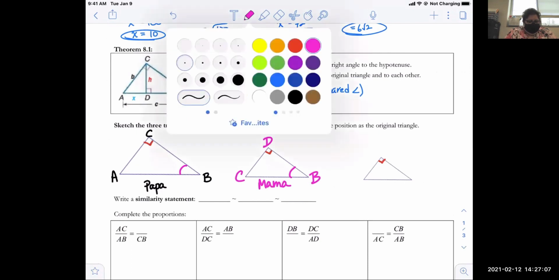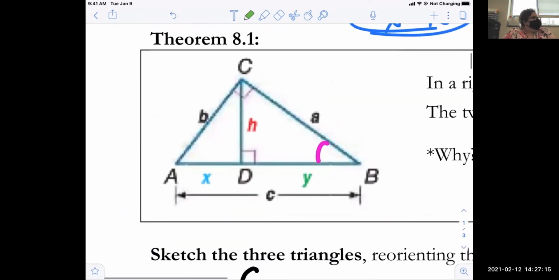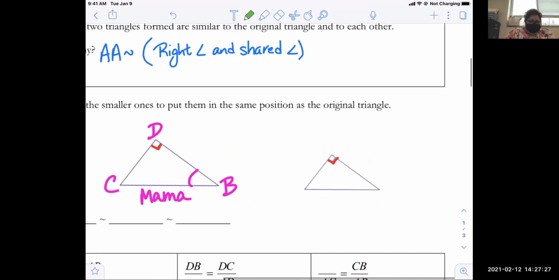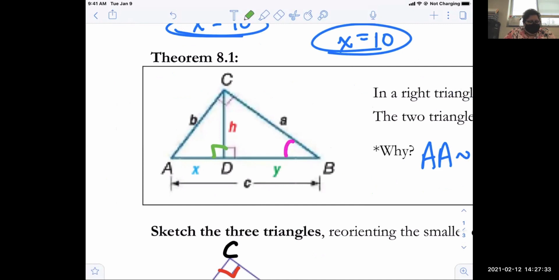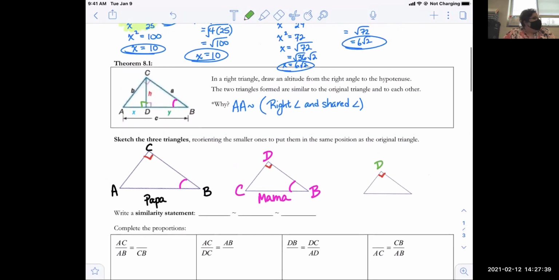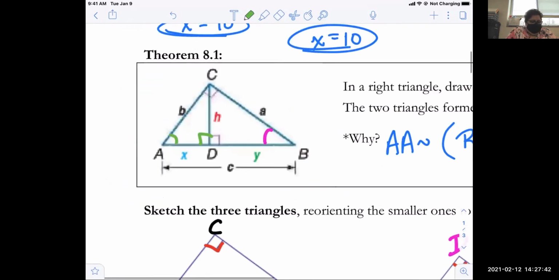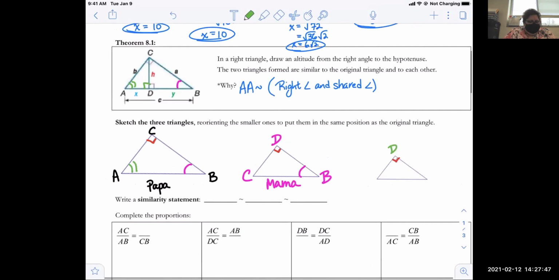Okay, in Baby Triangle, where's the right angle? Finley, where's the right angle? Yeah, angle D in Baby Triangle is the right angle, so that means D has to go up here. Then your A and C, you have to figure out where to put them. So where should A go? Here's angle A, so it's down here in Papa Triangle. Where should A go in Baby Triangle? Bottom left.